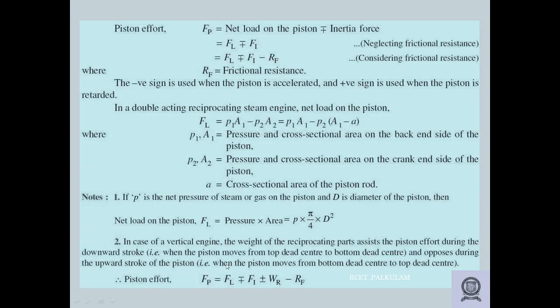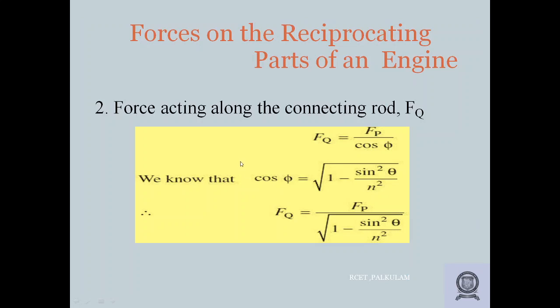For a vertical engine, the piston force Fp becomes Fl plus or minus Fi plus or minus Wr minus Rf, which is the resistance force. Next one, the force acting along the connecting rod, Fq. Fq is equal to Fp, the piston effort, divided by cos phi. We know the value of cos phi as root of 1 minus sin square theta divided by n square. So Fq is equal to Fp divided by root of 1 minus sin square theta by n square.